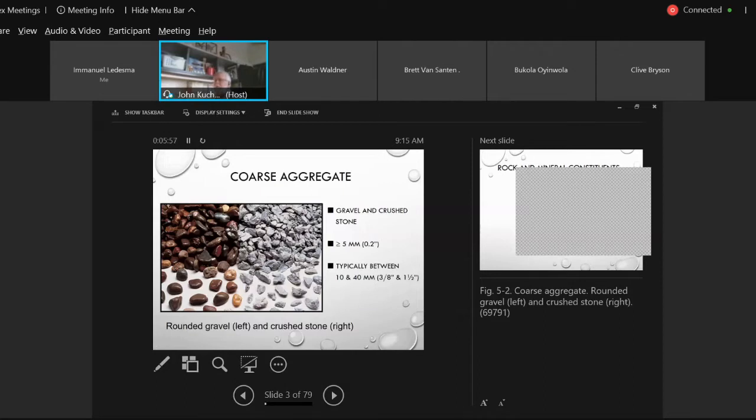Concrete works on a coating. Every particle has to be coated with a cement paste. Cement paste being fines, the real fine part of the aggregate, plus the cement, plus the water creates a paste. That's what gives you the strength, is the bond between these surfaces and the cement paste. With asphalt, you got to have some degree of coating, but the stability of an asphalt mix is determined from the interlocking of the aggregates.